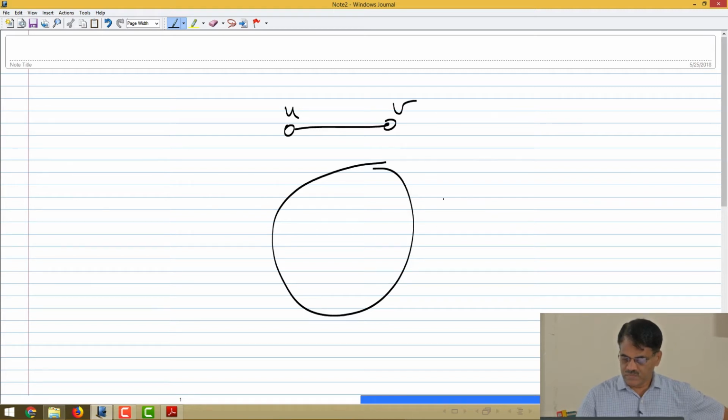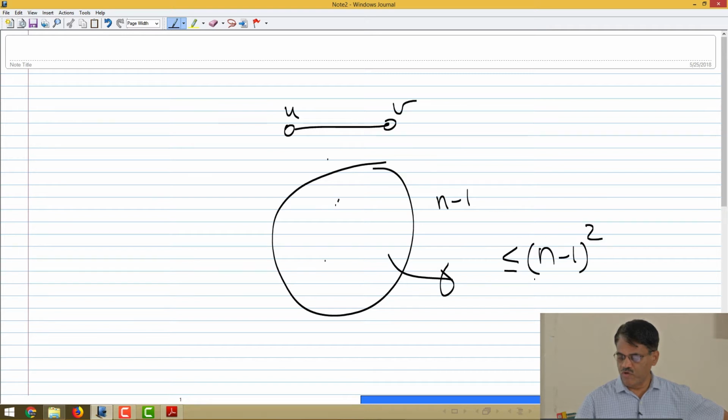Now, there are n minus 1 vertices here, because totally there are n plus 1 vertices, and this has no triangle inside. So, how many edges are here in this graph inside? At most n minus 1 whole square by 4. Now, let us talk about the maximum number of edges between. How many can there be? The fact that I picked an edge is going to give me a handle.